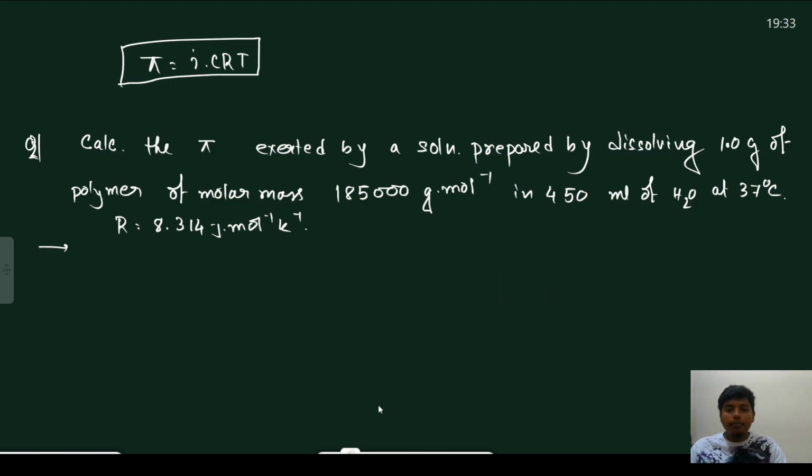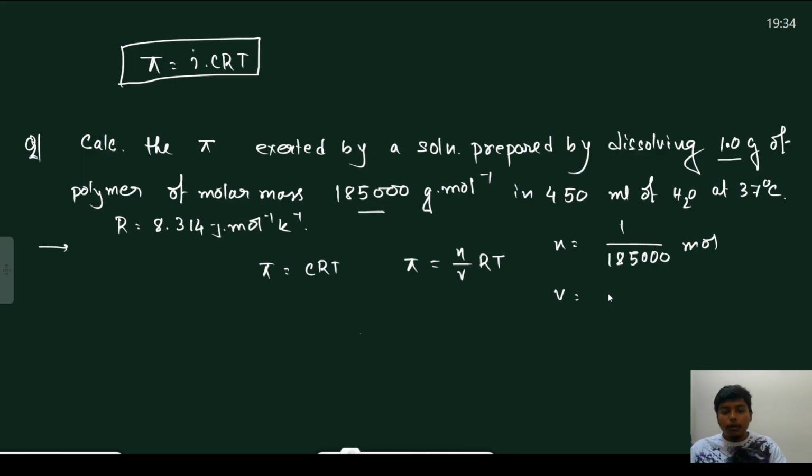Okay, let's see. We know pi is equal to CRT or pi is equal to n by V RT. Yes or no? Now, one by one we will find out. n is equal to given mass by molar mass. So 1 by 185,000 mole. Yes or no? V is equal to, what is the V? 450 ml. So 450 ml means 450 by 1000 liter. Clear?